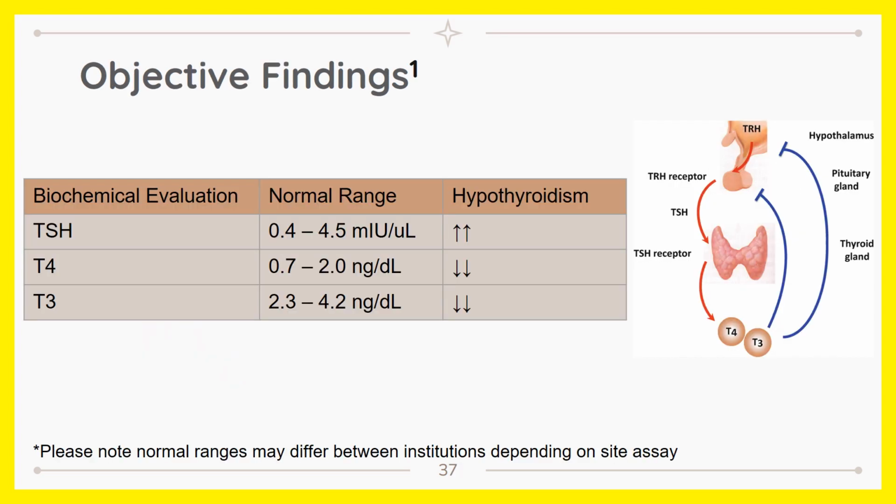And then for the objective findings, the thyroid is producing insufficient amounts of the thyroid hormones, which leads to the loss of negative feedback inhibition, and that increases the production of TSH from the anterior pituitary gland. And please note again that the normal ranges may differ between institutions depending on what the site has for their assay. But the main thing that I want you to remember here is that the thyroid hormones are low and then the TSH is high, trying to compensate for the low thyroid hormones.